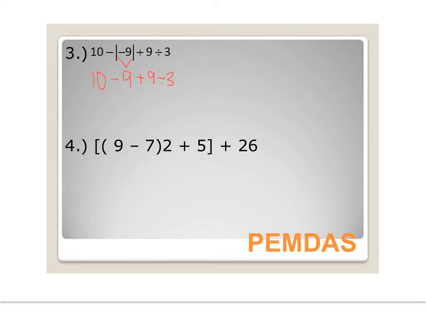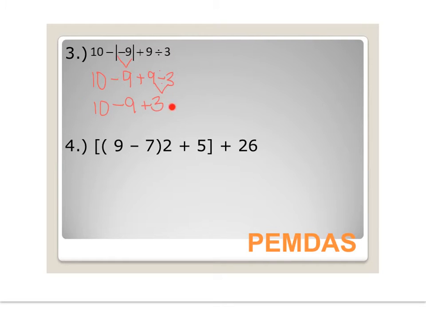Then from here, if you wanted to, you could add up if you would choose to do so. What I'm going to go through and do next, grouping symbols are done. I don't have any exponents. I'm going to multiply or divide from left to right. So I'm going to take care of 9 divided by 3, which is 3. And then careful in this step.